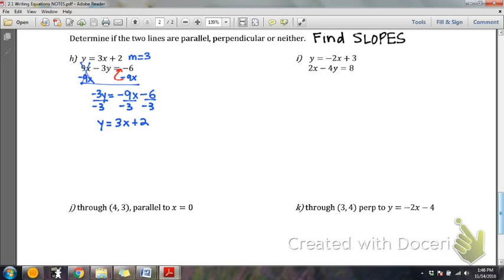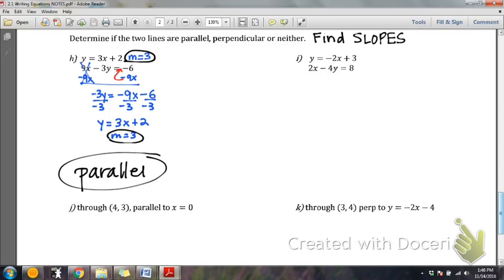What is the slope of this equation, Quentin? 3. So in each equation, the slope is the same. So if the slopes are the same for the two lines, CJ, what kind of lines are these? Parallel. Parallel lines. So we're going to write parallel. I would like you to try letter I on your own.